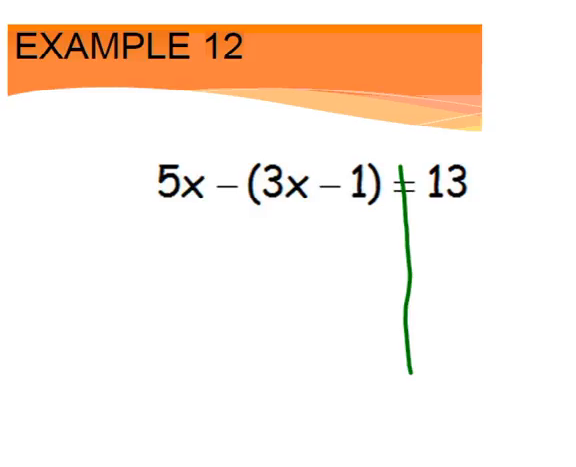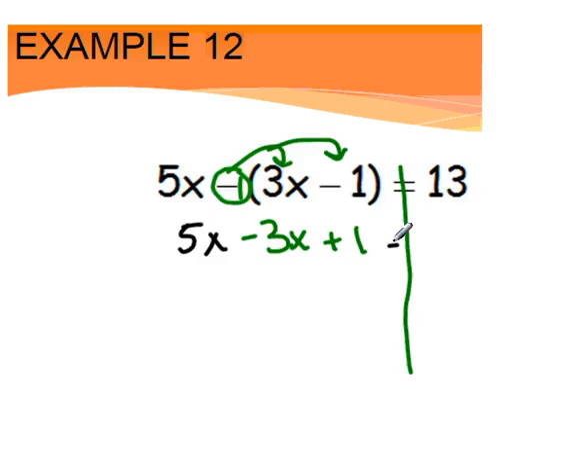And multiplication is going to come before addition, like the combining of like terms. So the distribution here is really this negative, which is hiding a -1. So we're going to take that -1 and distribute it to everything inside these parentheses. So -1 times 3x will give me a -3x, and then a -1 times -1 will give me a +1. And then I can bring down the 5x from the front and the equals 13.